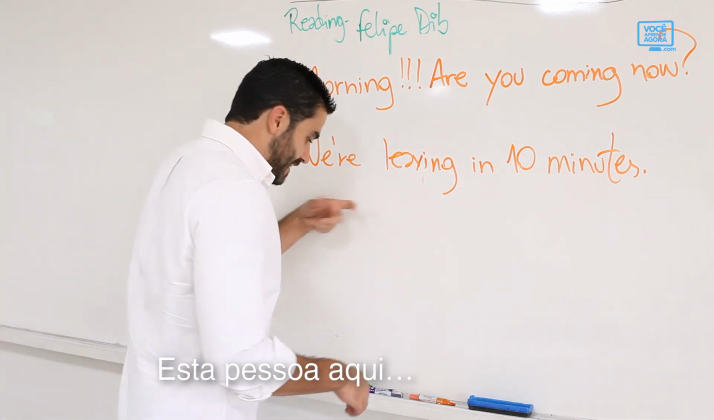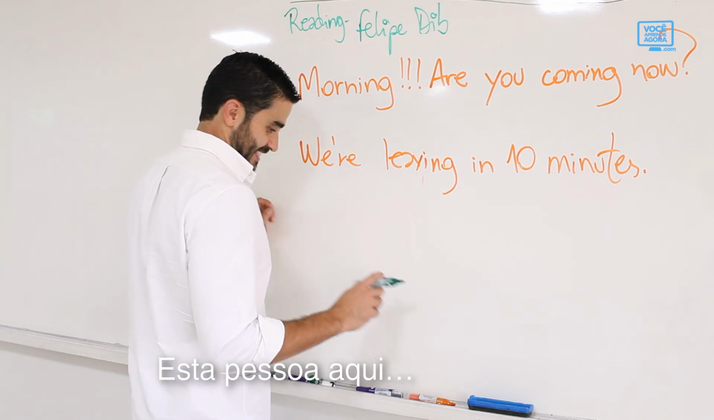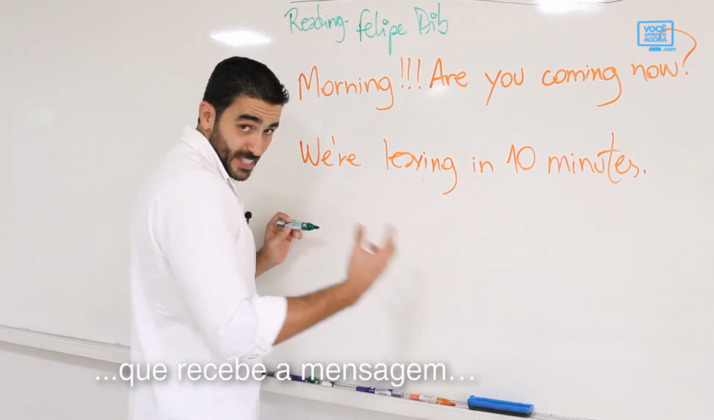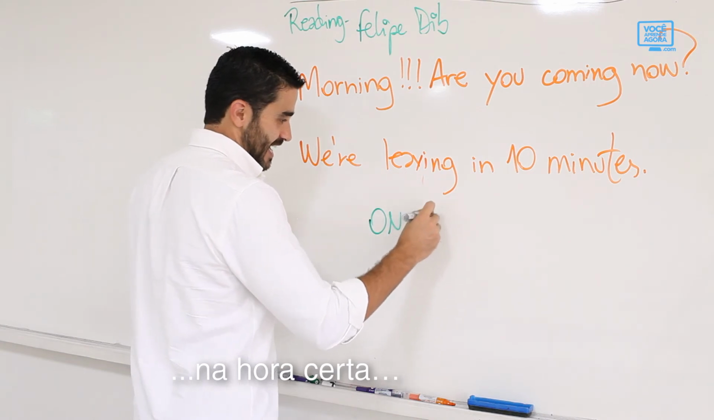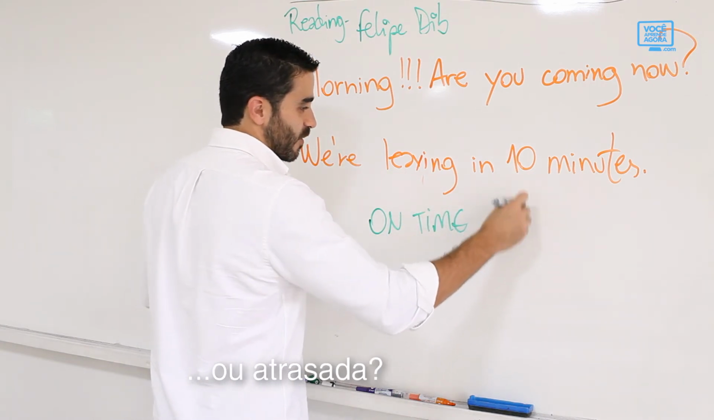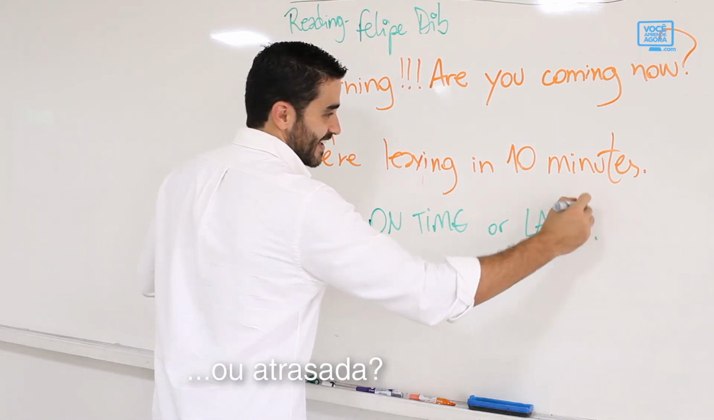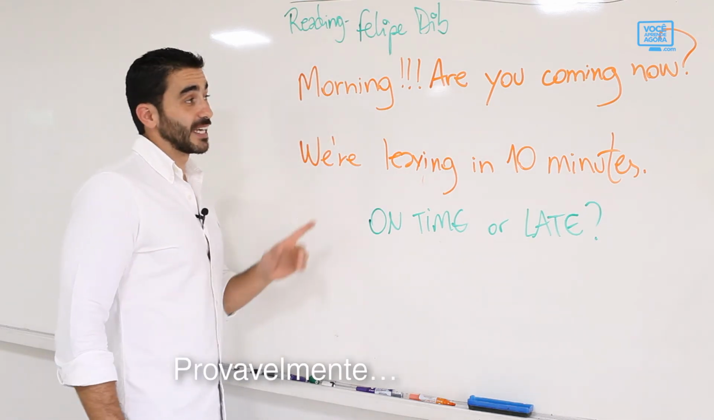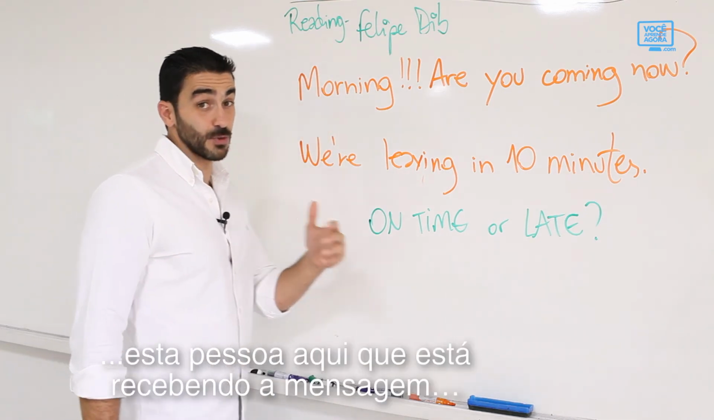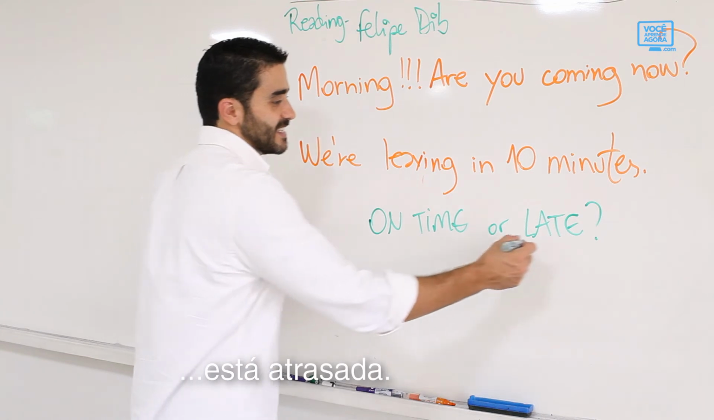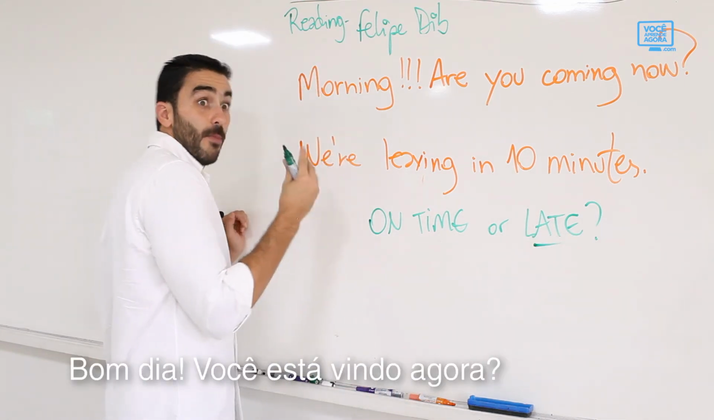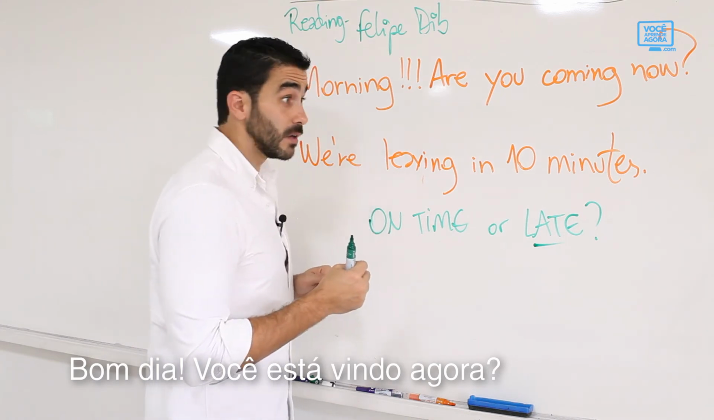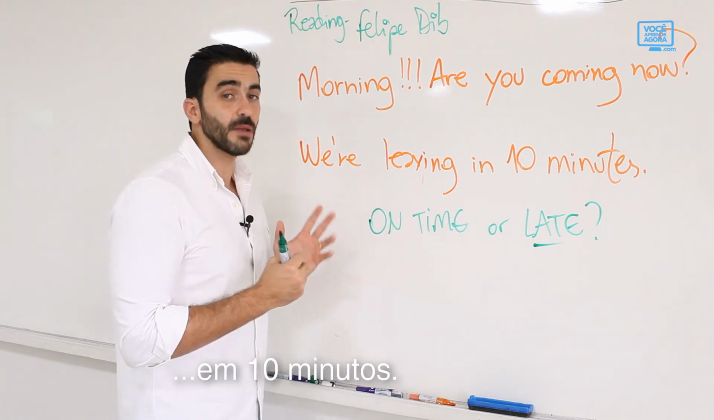Is this person here who receives the message on time or late? Probably this person here who is receiving the message is late. Because here I am showing urgency. Morning, are you coming now? We're leaving in 10 minutes.